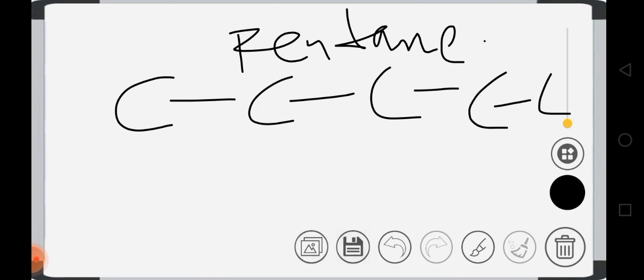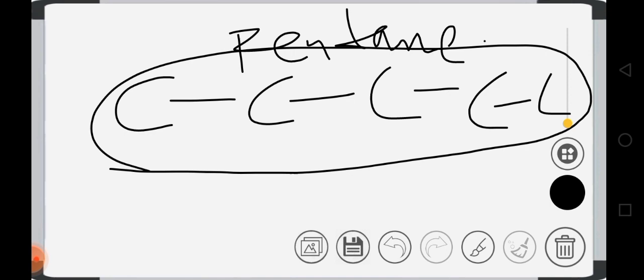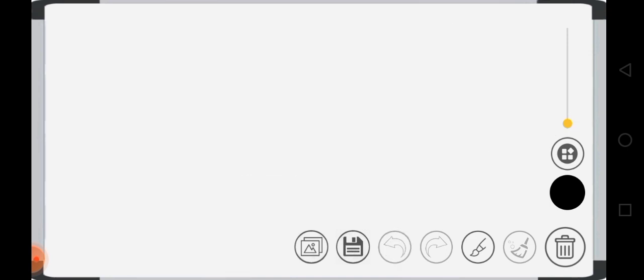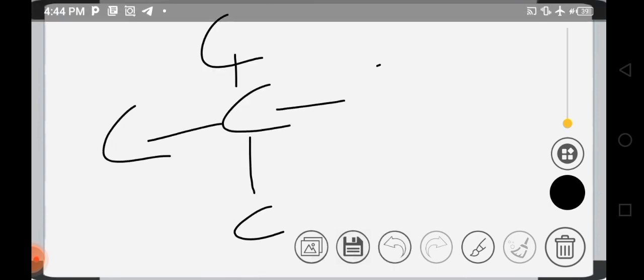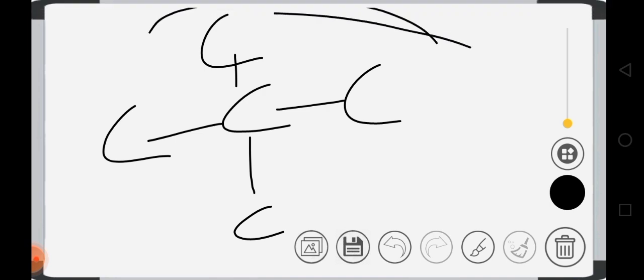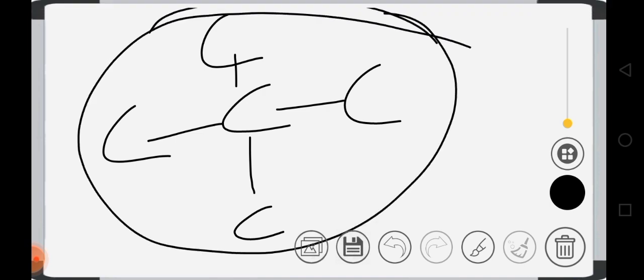Now, I can start to write an isomer. As I start to rewrite this pentane this way, look at it. I can start to write it this way. I just write C 1, 2, 3, 4. This one is still pentane. This one is still pentane. This one is still pentane.